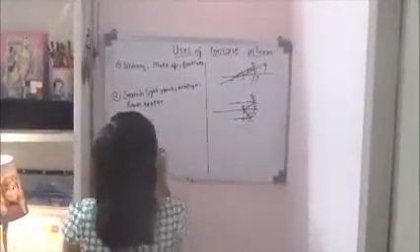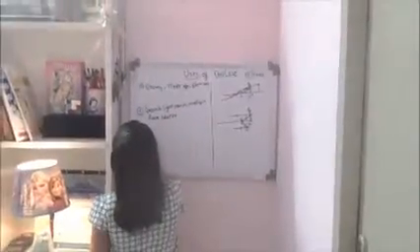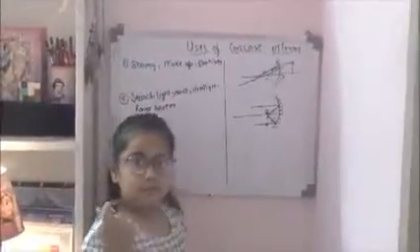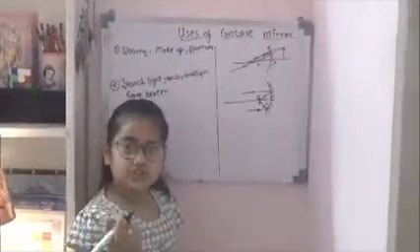Now coming to our third example. Our third example is dish antenna. It is used in dish antenna, radio telescopes and solar furnace.